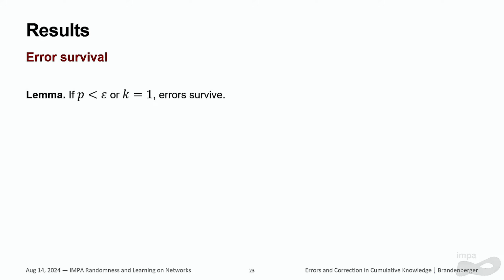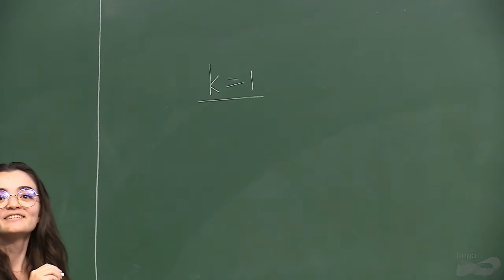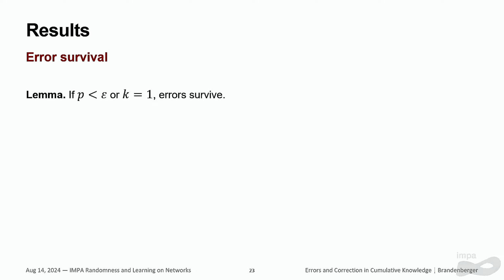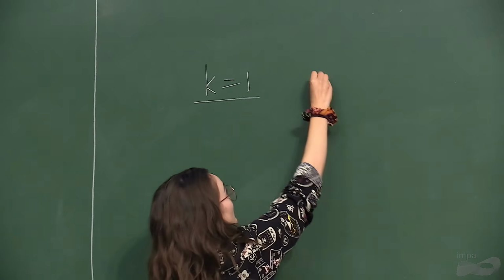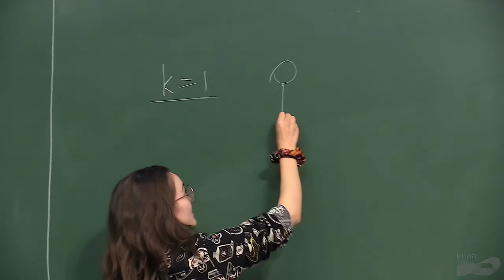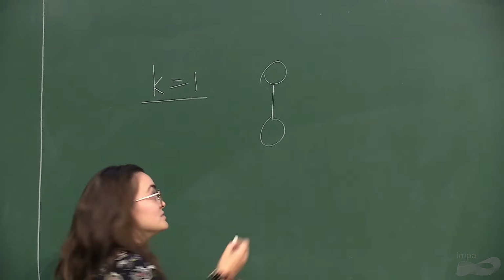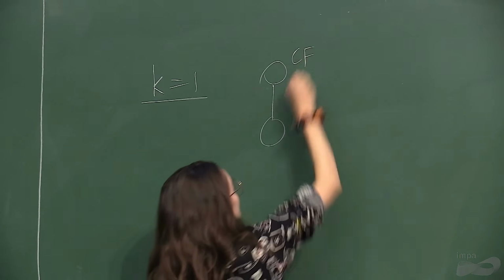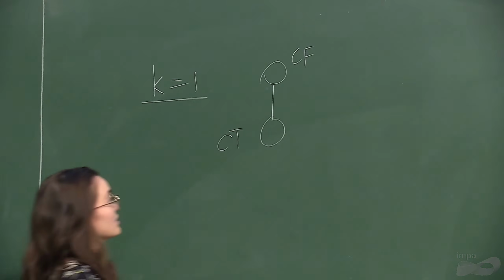So let's first talk about k equals 1. Is this big enough? Okay, cool. So here, why do errors survive? This argument is very simple. Just initialize your configuration with something like this, where this is a false node and this is a true node.